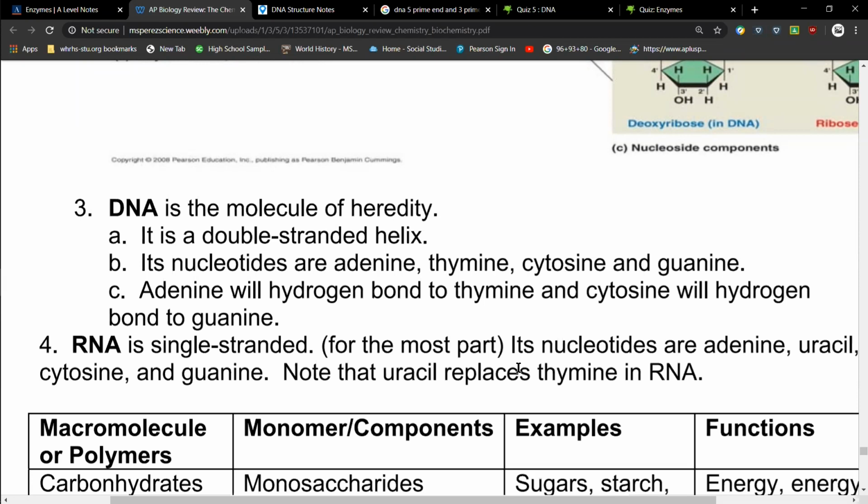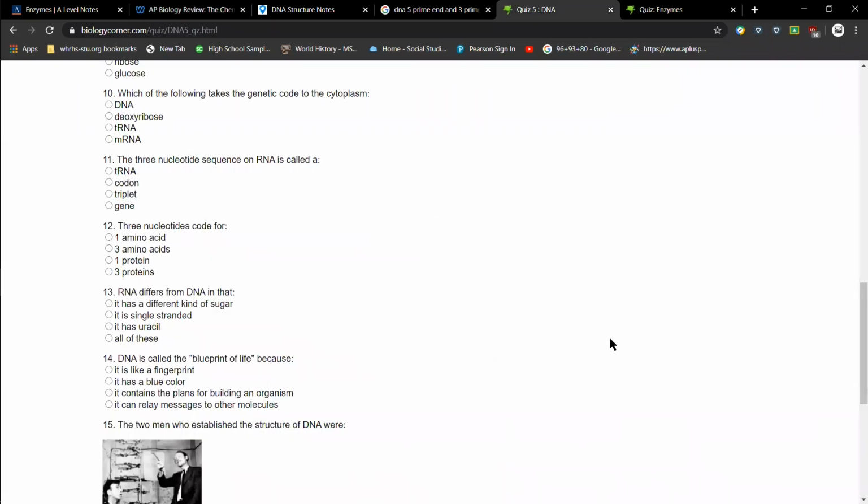Just remember that uracil and thymine are really, really similar, except for one or two atoms or elements in the molecular structure. So for that reason, they're pretty much exactly the same. That becomes important later on. Just remember for right now that the nucleotides in RNA are adenine, uracil, cytosine, and guanine, and in DNA, they're adenine, guanine, cytosine, and thymine.